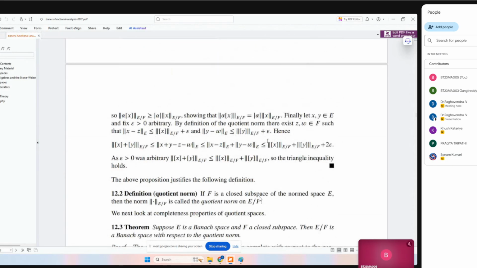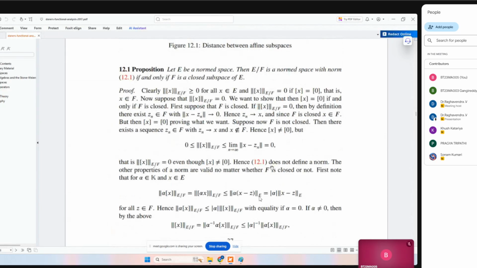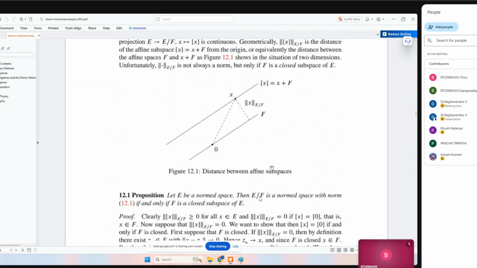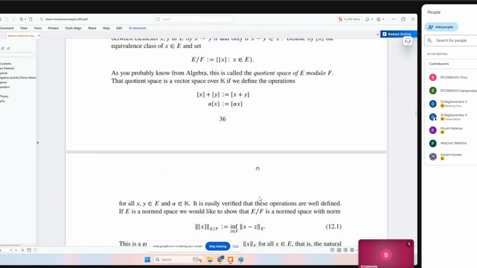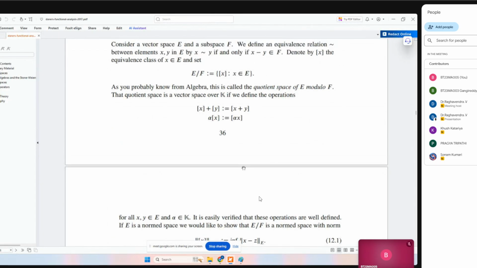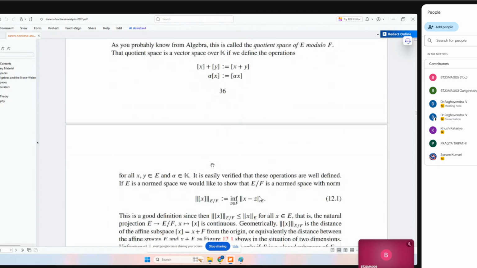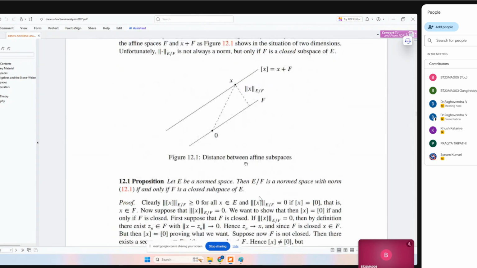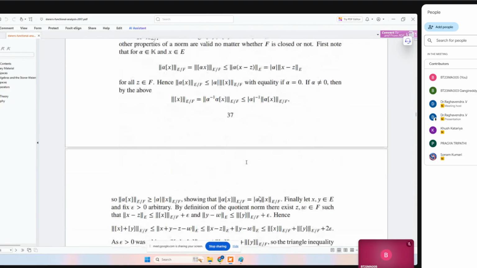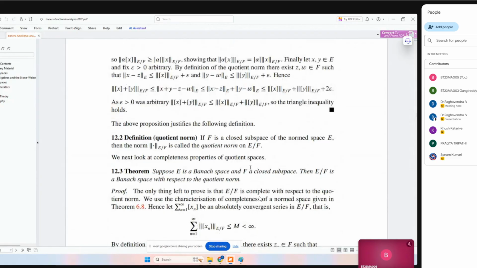Now, I will not look into the proof of this theorem. I will also take this proof out of your syllabus, so I won't ask this proof in the examination. But those who are interested in understanding the normed linear space, you read it if you have time after the midterm exam. So this norm that we have defined here by 12.1 is a norm if and only if F is a closed subspace. That is the moral of the story. The proof is not difficult. It is a little lengthy, okay. That is why I am not doing it.